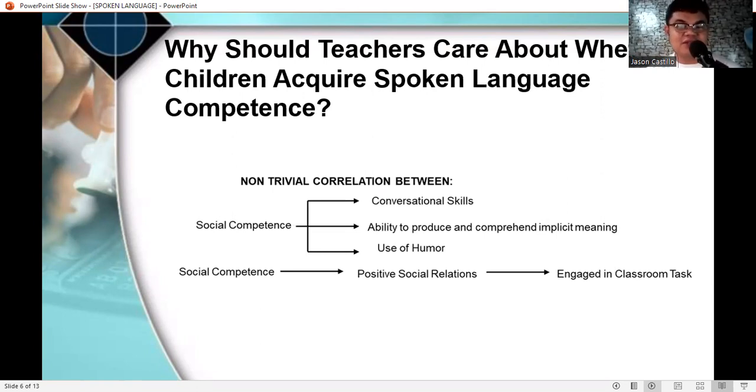Of course, social competence can create positive social relations, and if the child feels that he has a positive social relation, the child will be engaged in different classroom tasks. So it always starts in speaking. It always starts in a good competence when it comes to the spoken language.